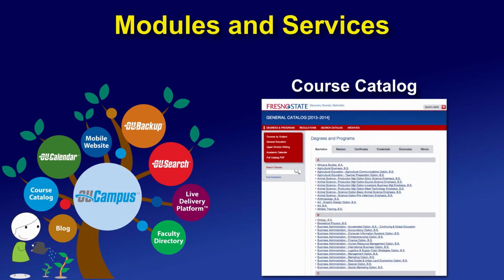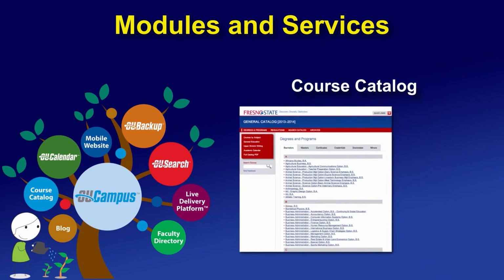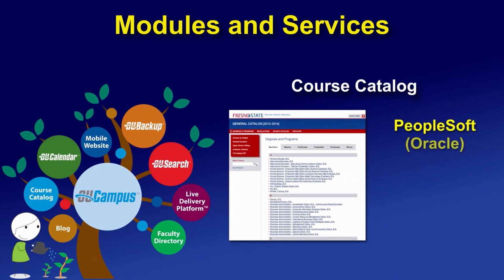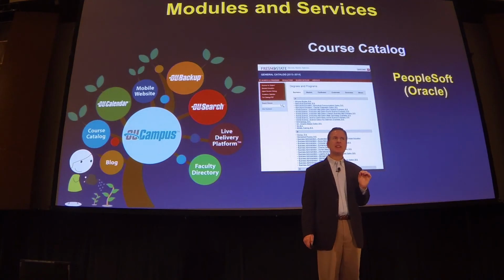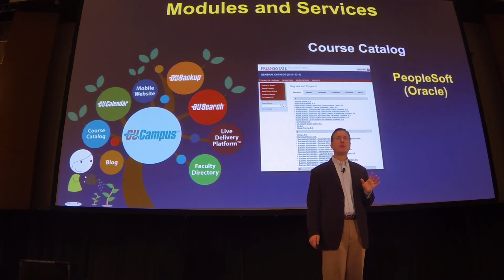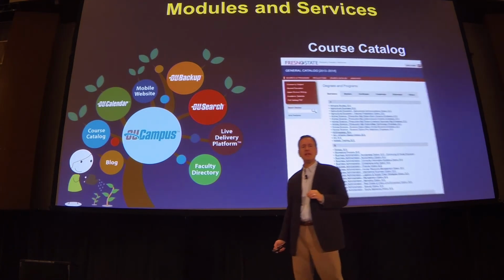And here's one from our friends at Fresno State. Beautiful course catalog from Fresno State. Fresno State is PeopleSoft, and many of you I know use PeopleSoft from Oracle. So this is probably a very good example for you to look at. And we've got a session on this. I think it's later today, in fact. So you might want to check this out. But they did a beautiful job.